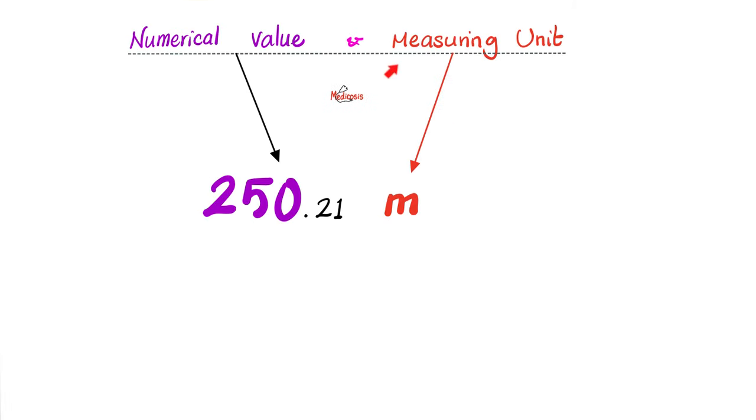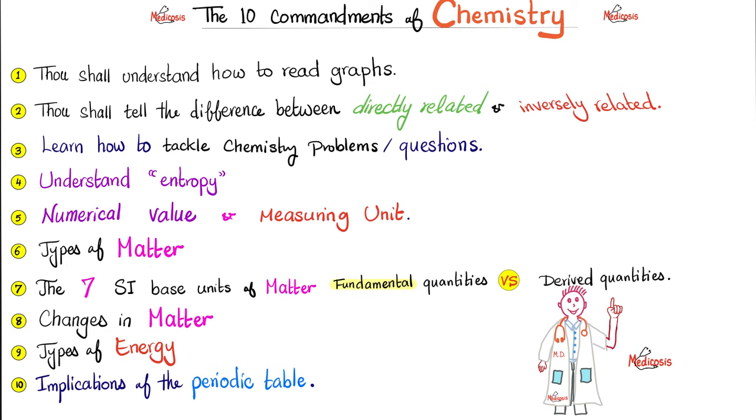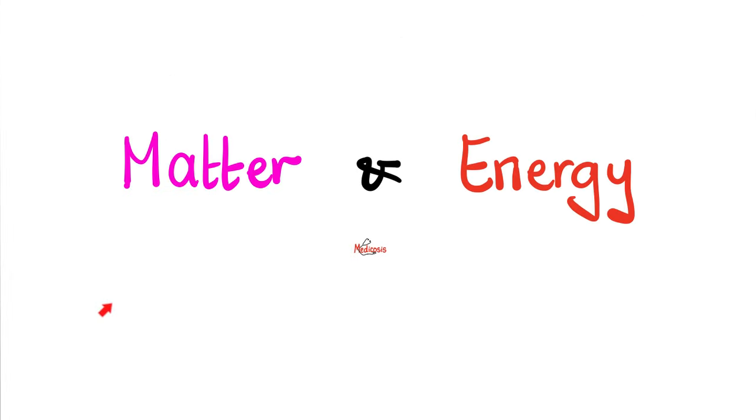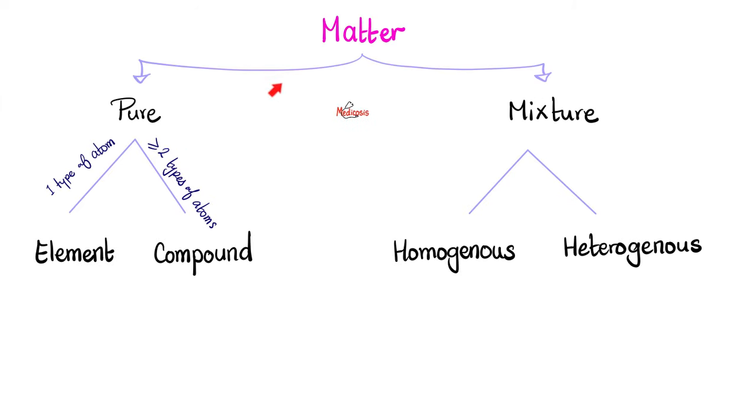Next, numerical values and measuring units. If I say 250.21 meters, the 250.21 is the numerical value and the meter is the measuring unit. Let's talk about matter and energy, starting with matter. Types of matter: matter could be pure or could be a mixture. Energy could be potential energy or kinetic energy. Let's start with matter. Pure or mixture?